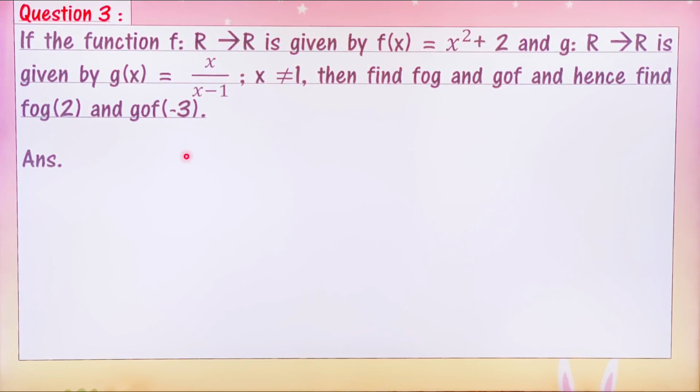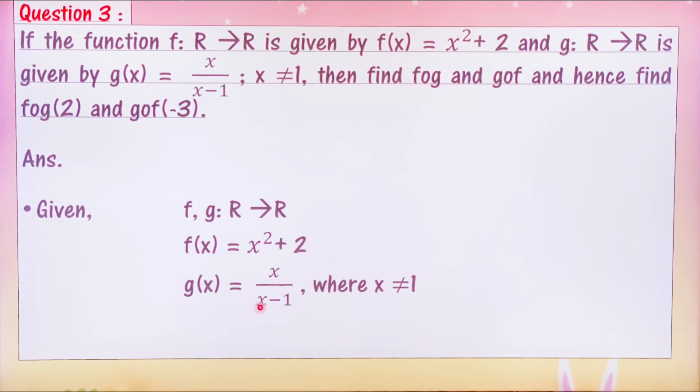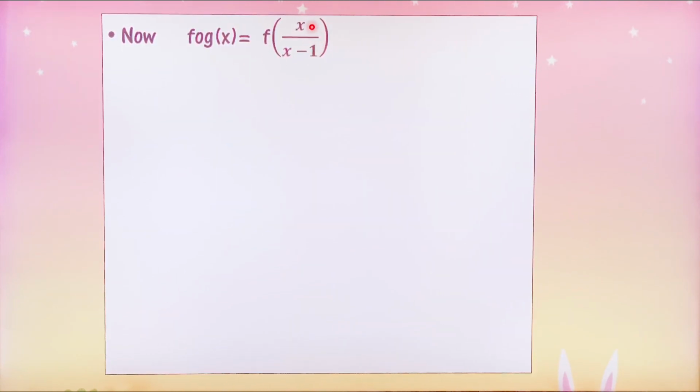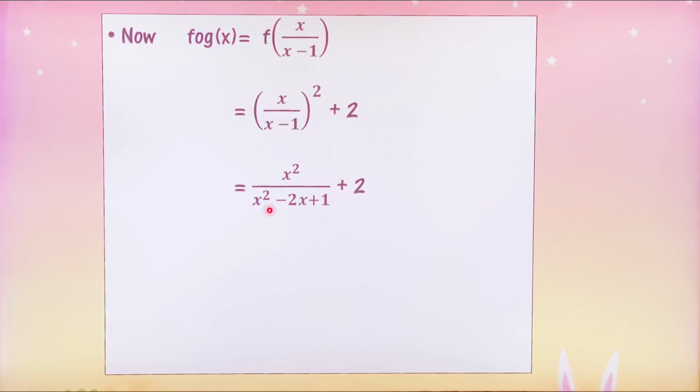See the question. Given that f and g are from R to R, f(x) = x² + 2 and g(x) = x/(x − 1). Now, f∘g(x) is equal to f(x/(x − 1)). That is equal to (x/(x − 1))² + 2. Replace x in f(x) with x/(x − 1). That means x²/(x² − 2x + 1) + 2.